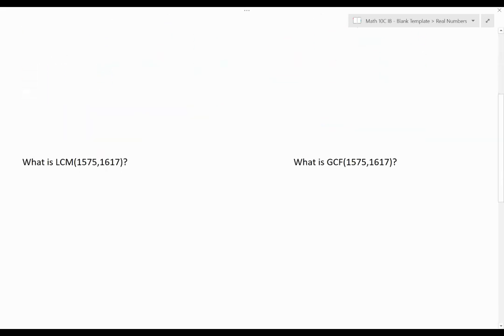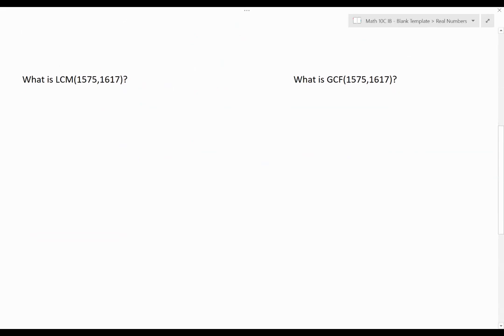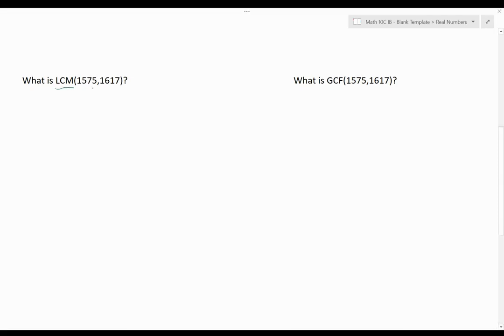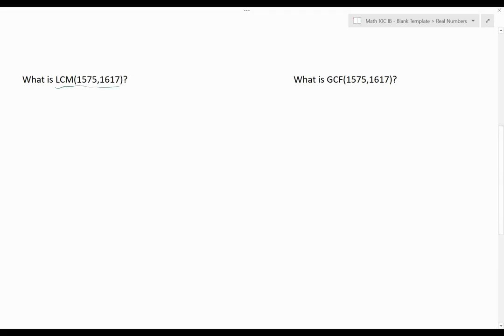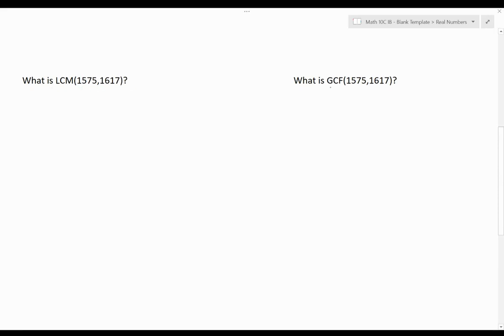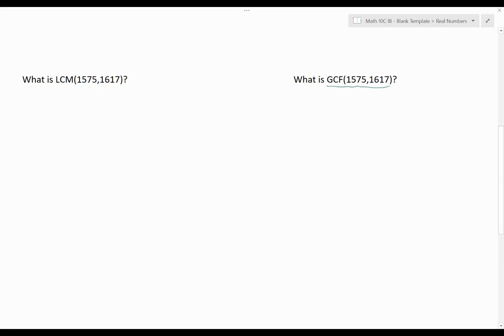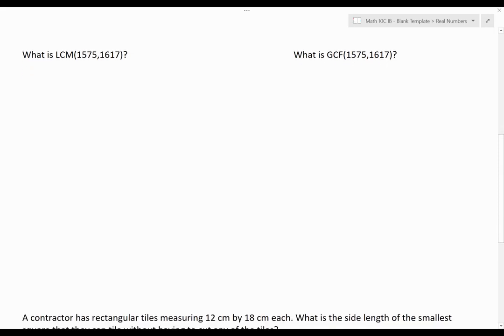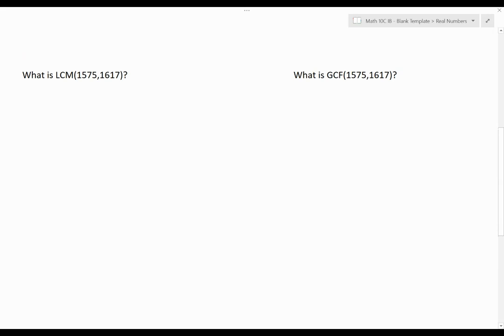So let's consider the pair of numbers 1575 and 1617. This notation here where I have LCM and then brackets with the two numbers is basically telling me to find the least common multiple of those two numbers. And GCF with those two numbers is telling me to find the greatest common factor of those two numbers. Either way, I start with the prime factorization of the two numbers. So I'm going to do the prime factors for 1575 and the prime factorization of 1617.